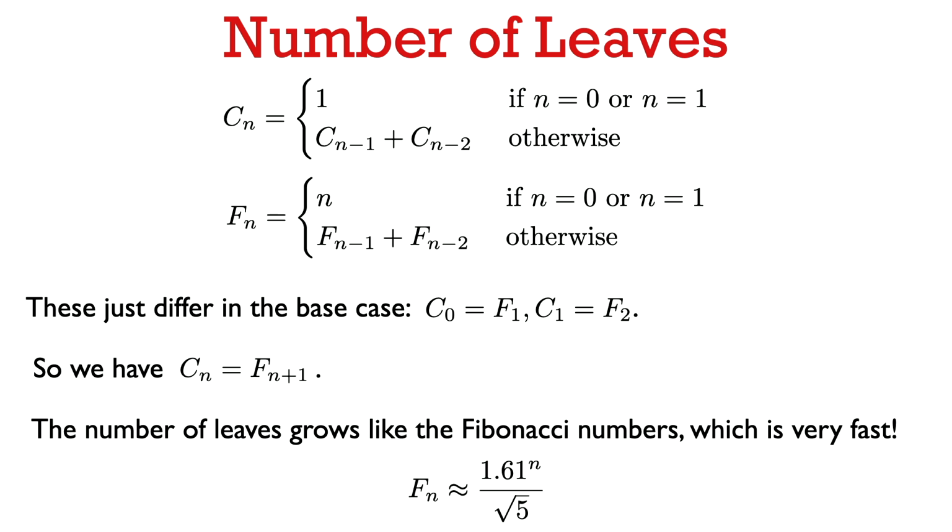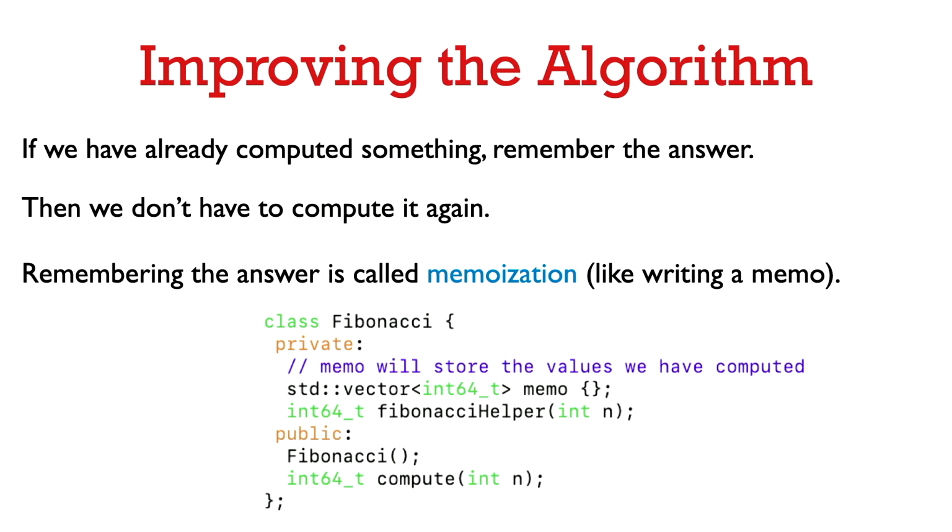And that's why this naive recursive algorithm is very slow. It's not a very good algorithm. So let's think about how we can improve it. We said that the reason the naive recursive algorithm is bad is because we are repeating work. We're doing the same thing over and over again.